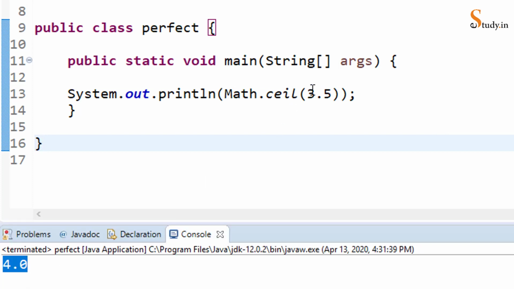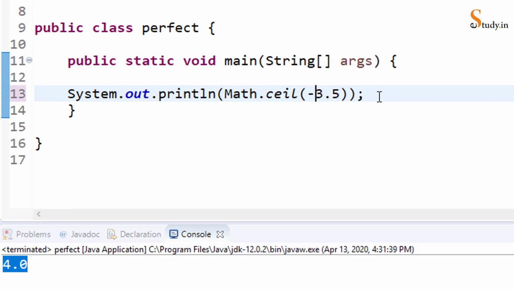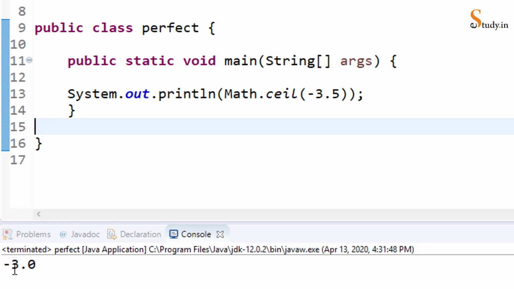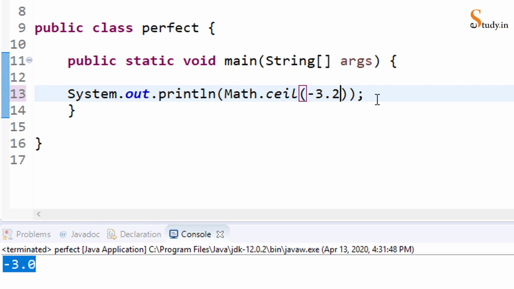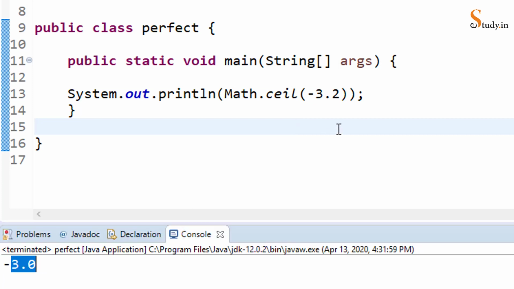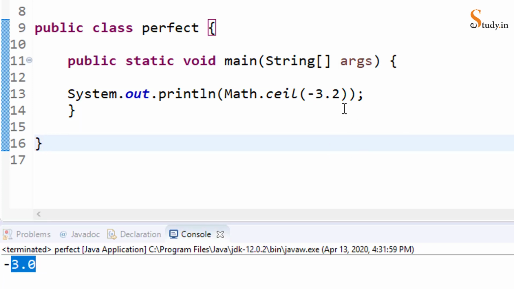Now if I say minus 3.5, we will get the larger number, which is minus 3.0. Had it been something else, like minus 3.2, again the closest integer which is greater than minus 3.2 is minus 3. So we will get minus 3.0. That is how the Ceil function works. You can remember that ceiling is up, so it will always up the value.